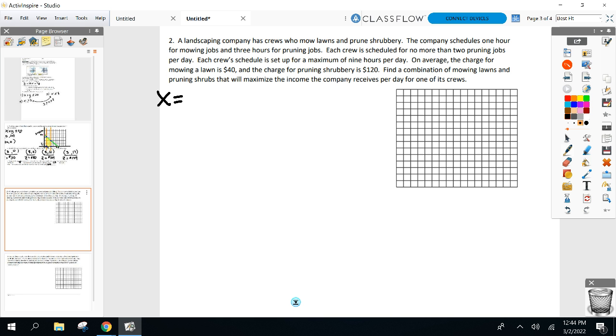All right, so I'm going to make X the number of lawns mowed, and Y will be the number of shrubs pruned.